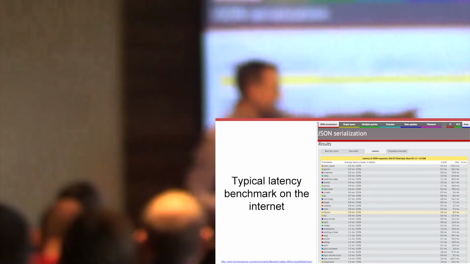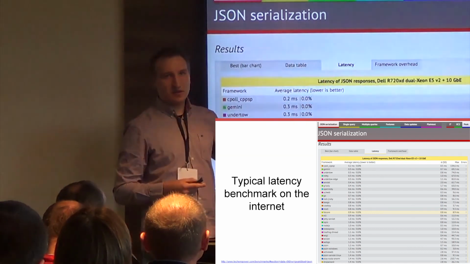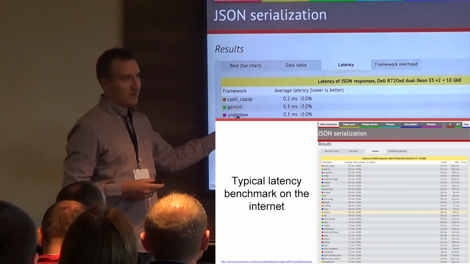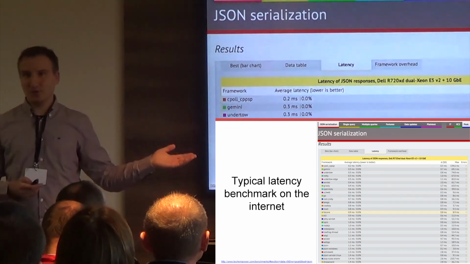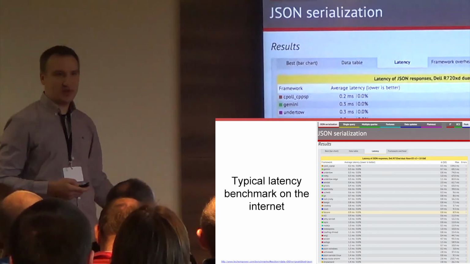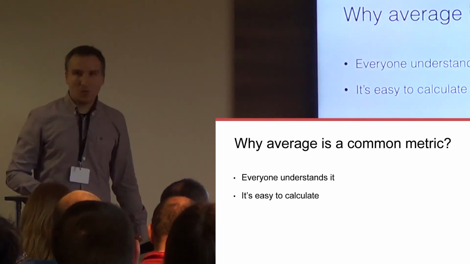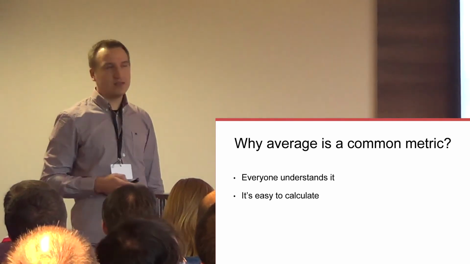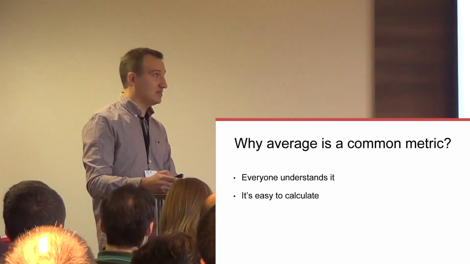And when you see a number like this, that the maximum could be even 145 milliseconds, meaning it's 500,000 times bigger than the mean, right? So would you choose it? Or would you say that there's something really wrong with these benchmarks? Why is everybody measuring latencies in averages? Because I think that everyone understands it, and it's really easy to calculate.